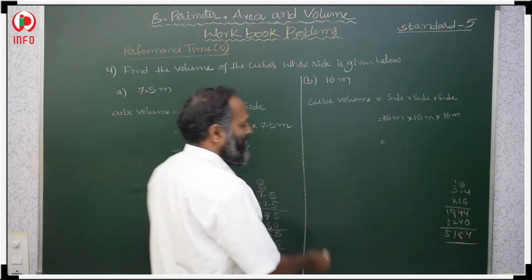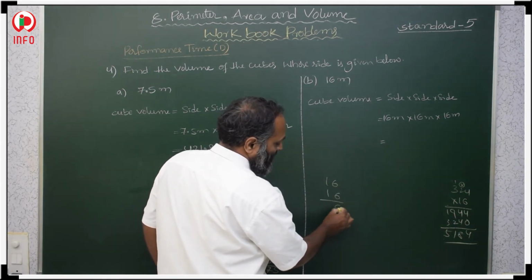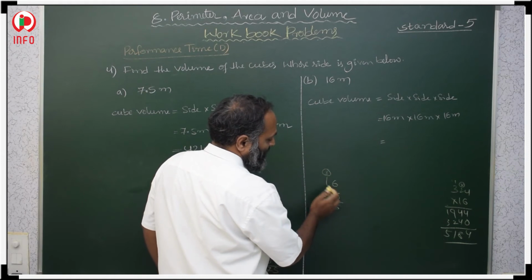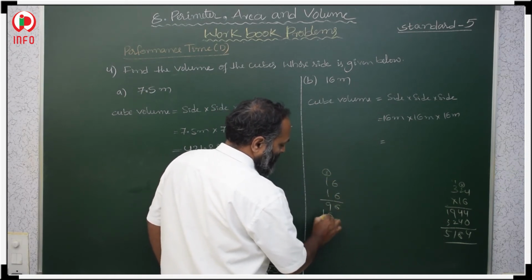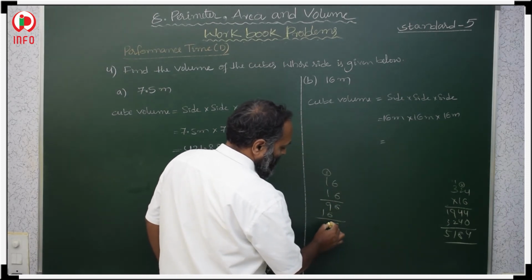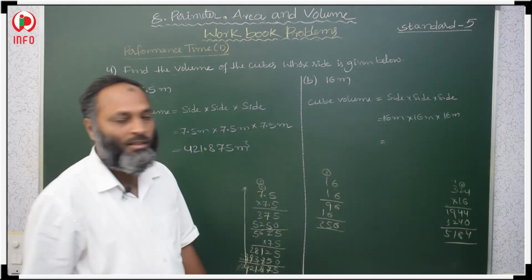16 16s are how much? 6 6s are 36, 3. 6 and 6, 7, 8, 9. 1 6 are 6, 1 1 are 1. 6, 9, 10. 256. 16 16s are 256.